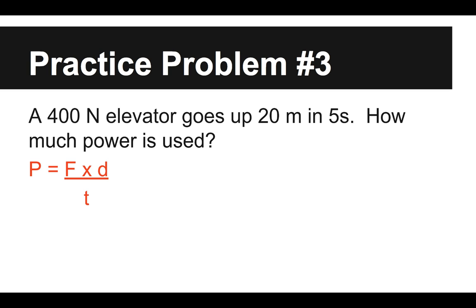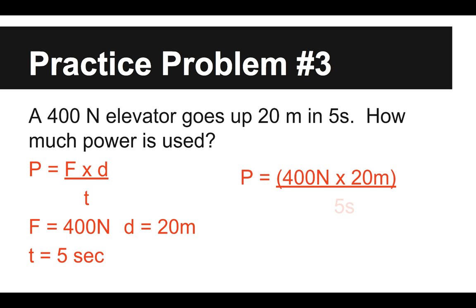Okay, so hopefully you paused the video for a moment. Force is 400 newtons and distance was 20 meters. And it took 5 seconds for that elevator to go up those 20 meters. So when I plug my values in, I end up with 400 newtons times 20 meters divided by 5 seconds. And my power is 1,600 watts. So it takes 1,600 watts of power to move that elevator up 20 meters.